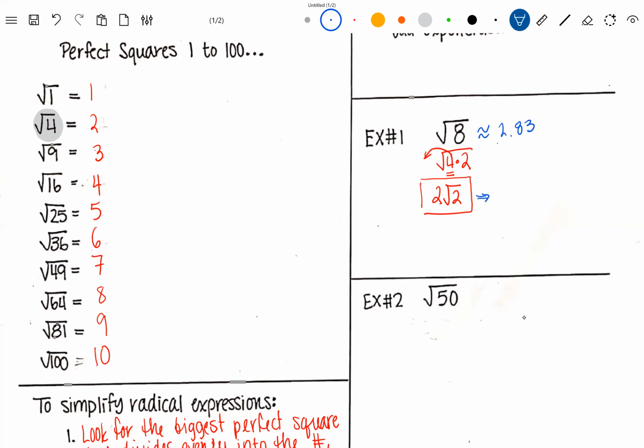I can do the same thing here. That literally means 2 times the square root of 2. So 2 times square root 2, that's exactly the same thing. It's about 2.83, and it's the exact same decimal. So what we've done is we've just rewritten it in simplified form. That's going to help us be able to combine radicals and stuff like that.